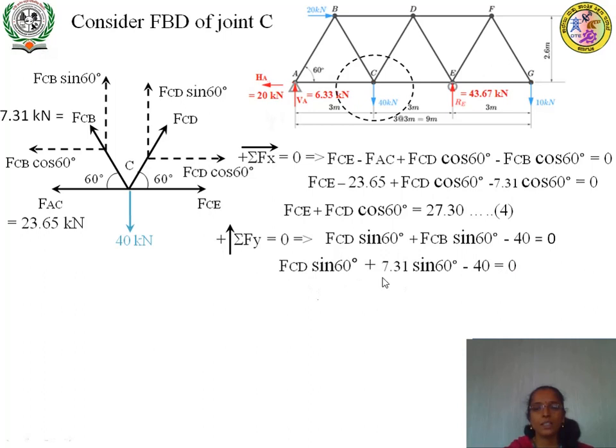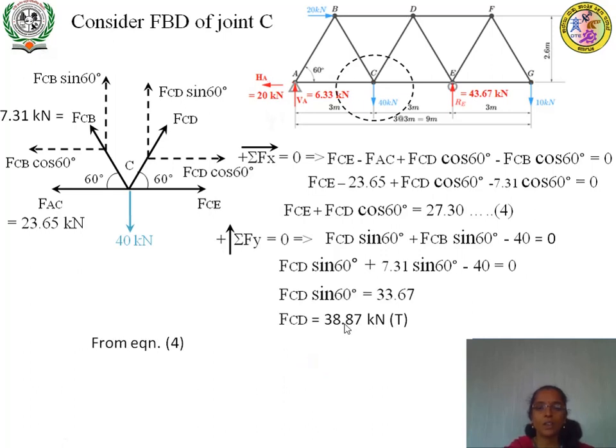So FCD sin 60 plus CB is 7.31, 7.31 sin 60 minus 40 equals 0. So that gives FCD sin 60 is equal to 33.67. If you simplify it, you will get FCD as 38.87 kilonewton. Plus means it is under tension. FCD is under tension.